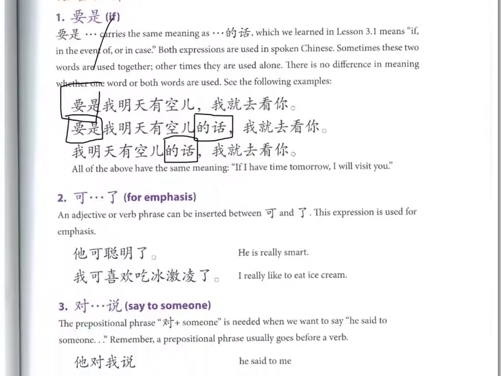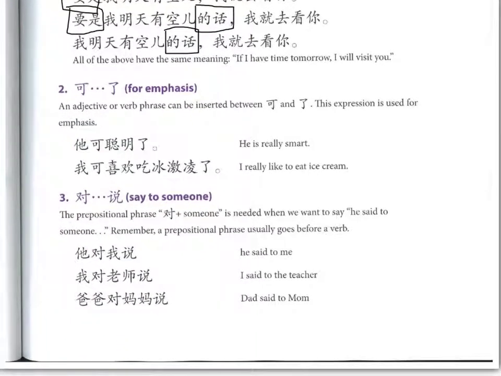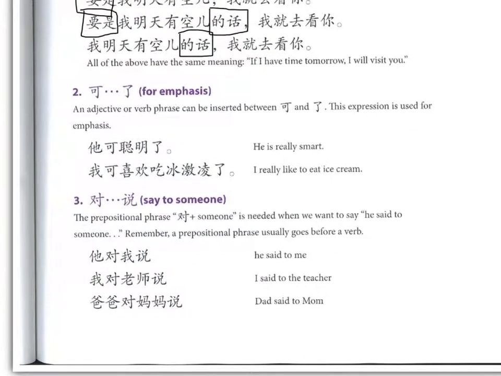Continuing on down to the next note, 可 and 了 is used for emphasis. What you do is you insert an adjective in between the 可 and the 了 and you get the emphasis.